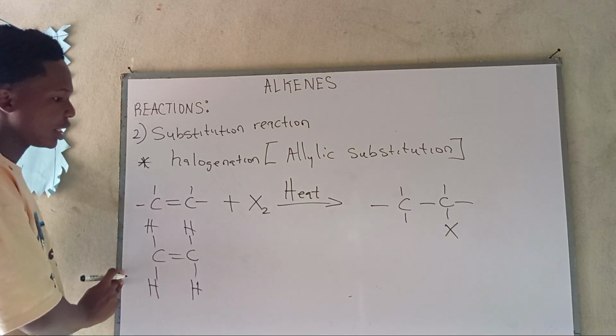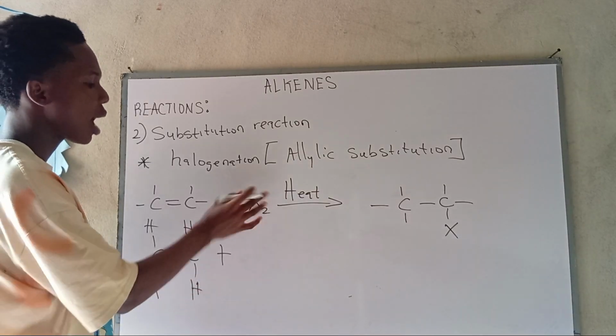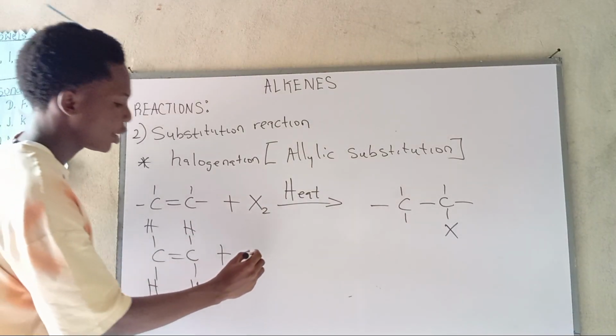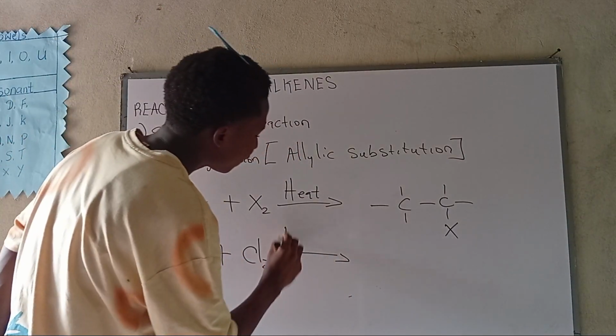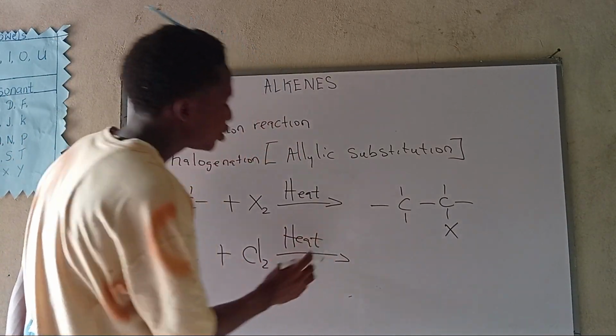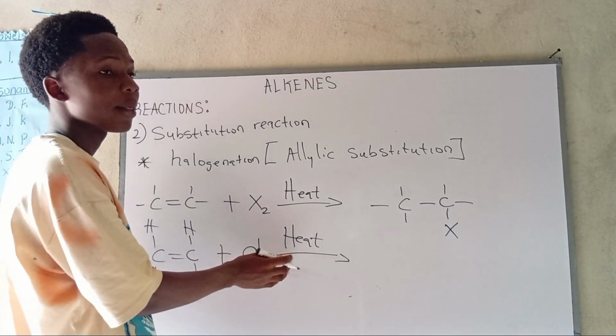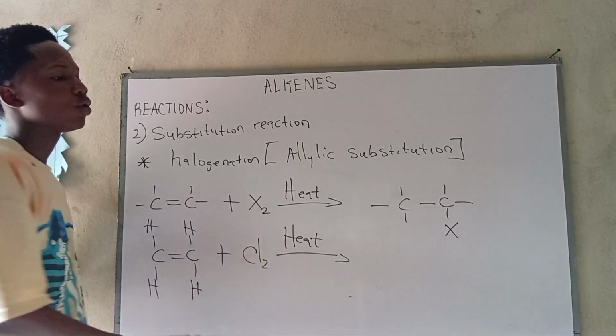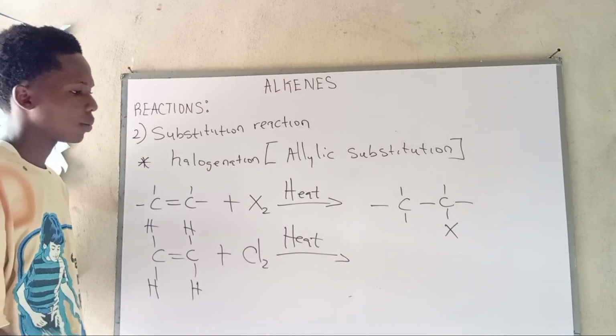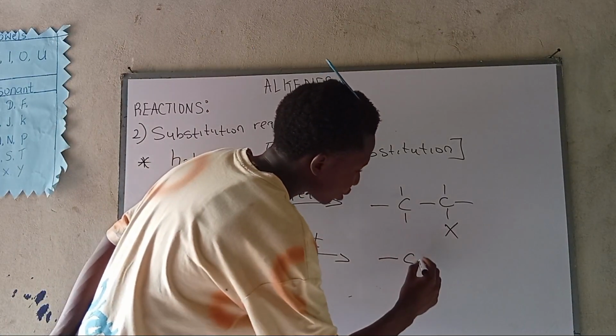When ethene reacts with a halogen, let's use chlorine as our halogen, in the presence of heat. Don't forget, this is the major difference between the other halogenation and this one. Addition of heat displaces one hydrogen atom. Now, we are going to get what?